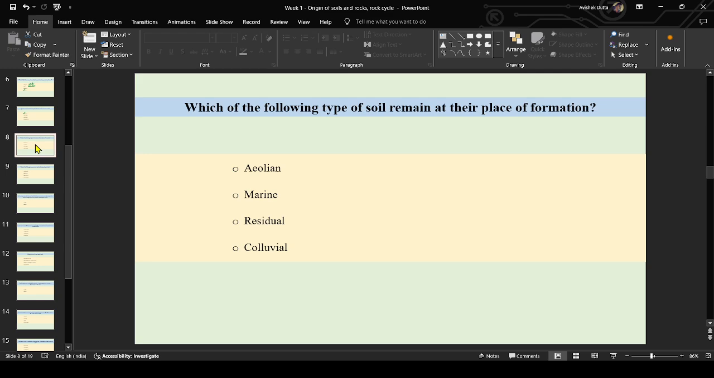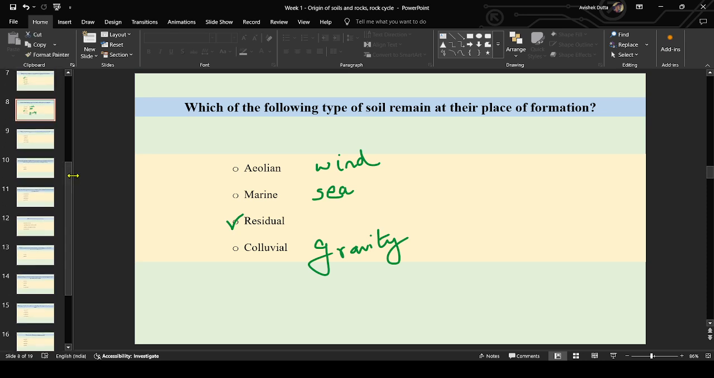Which of the following types of soil remain at their place of formation? Now this is easy for you. Which is the answer? Residual soil. Yes, residual soil. Aeolian soil is transported by wind, isn't it? Marine soil is transported by sea, and colluvial soil is transported by gravity, I guess. So residual soil remains at its place of formation. Correct answer. Next question.